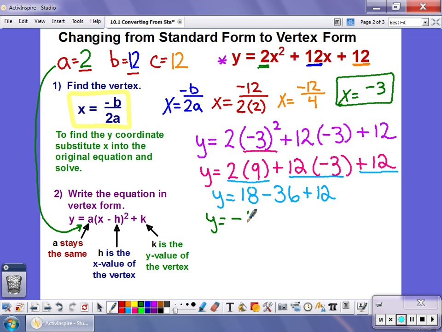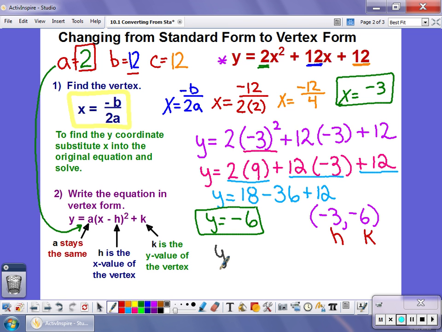negative 6. So my vertex, if I think about this y value of negative 6, that x value of negative 3, that means my vertex is negative 3, negative 6. Now, remember, we said the vertex is really important because this is our h value and this is our k value when it comes to plugging into this equation, and we have our a value up over here. So my very last step is going to be to take this equation and plug all these values in.